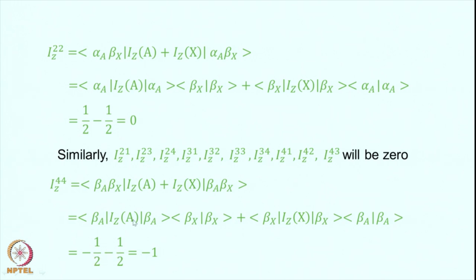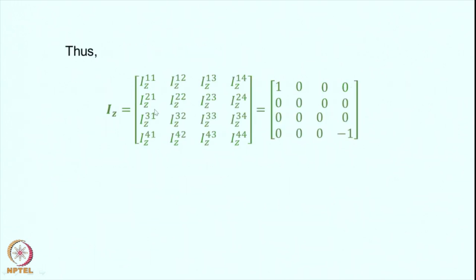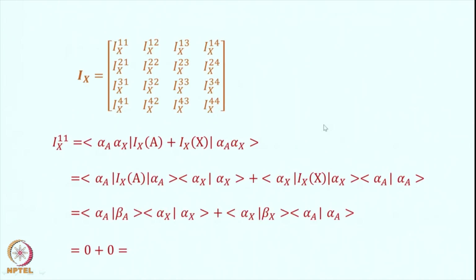So both will be minus half, and this will be minus 1. So totally, if I list all of these elements here, you can see that in this Iz matrix I have only these 2 elements which are non-zero, and all the other elements are 0. Therefore for the 2 spin states, the 2 individual I equal to half spins, the Iz matrix representation will be simply this. Okay.